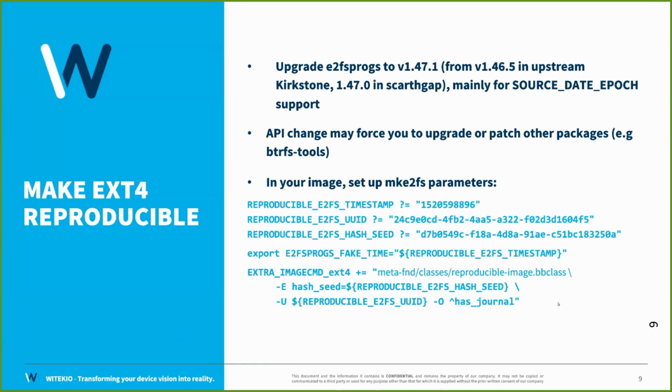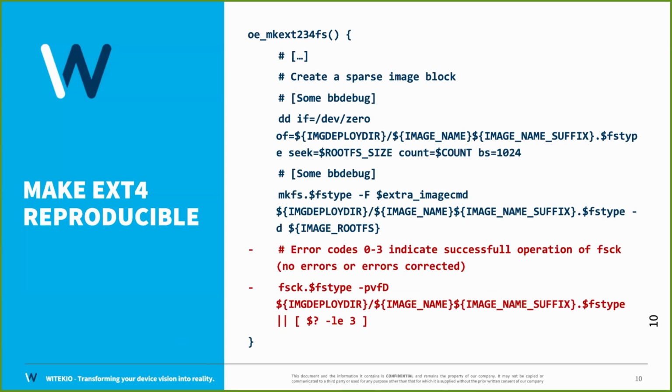But there's a catch. If you're using the image type ext4, the last step of the image command is to call fsck, and for some reason fsck introduces changes, not reproducible changes, inside the image it checks. So you have to patch the class, so to speak.